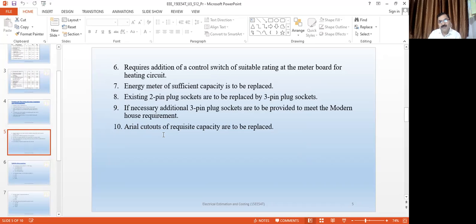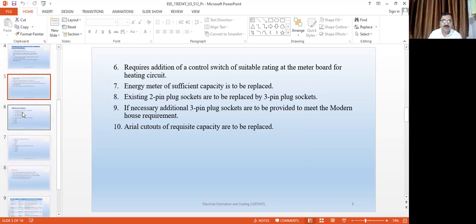Earlier it was of lower capacity. So now we have to increase the capacity of the fuse cutout. So these are all the points, 10 points we have to follow to convert lighting into AH installation. So this completes conversion of lighting to AH installation. Now let us move to next slide.